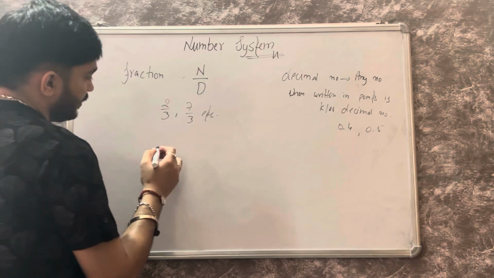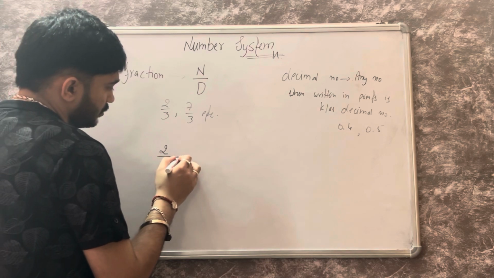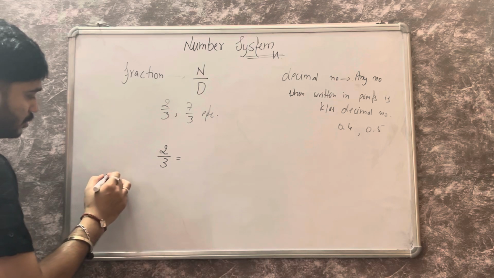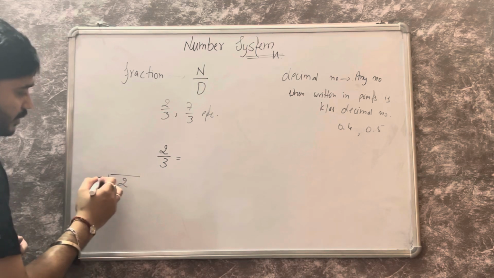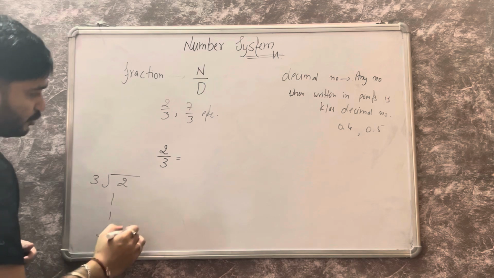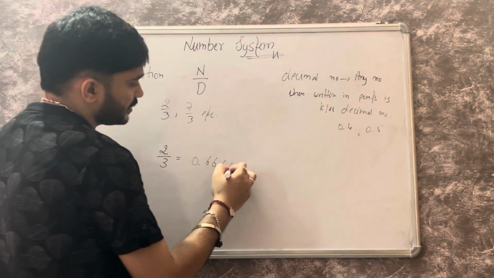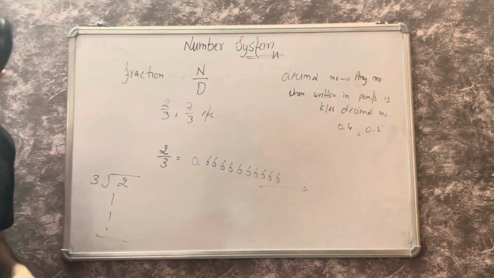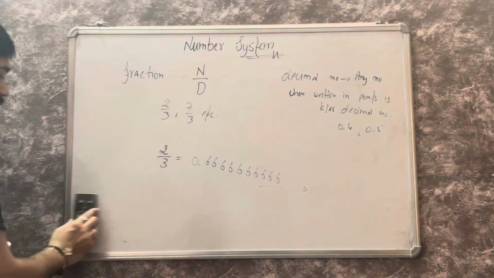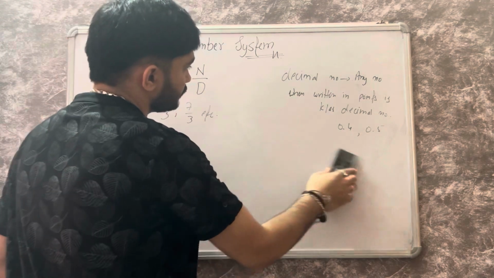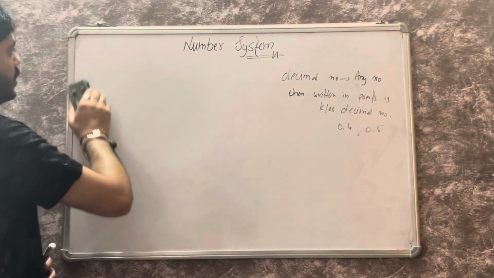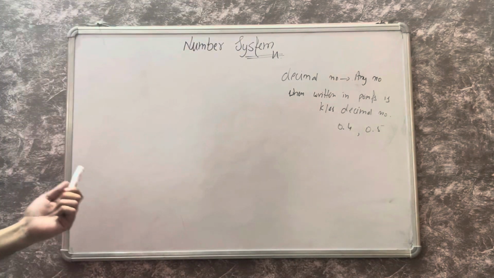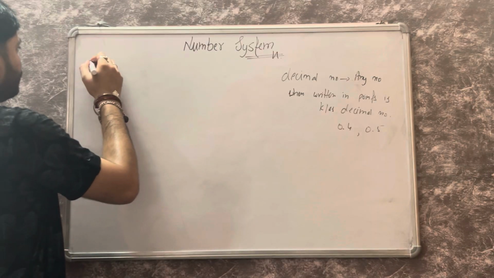So let us say we have 2 by 3 as a fraction, and how can we convert it into a decimal? Put 2 inside the bracket, 3 outside, divide this and you will get the answer 0.66666666666 and so on. So when divided you will get two things. We are going to know the nature of decimal numbers. When a fraction is converted into a decimal number, you are going to have two things.